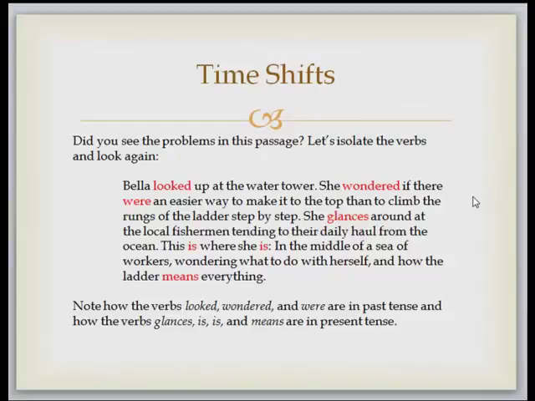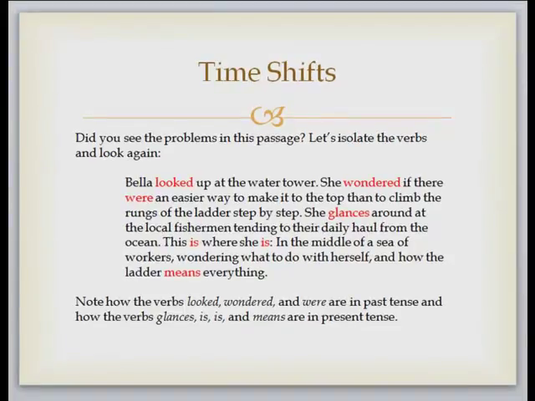We started in the past tense, now we're in present, in the middle of the sea of workers, wondering what to do with herself and how the ladder means everything. The ladder still means, right? So notice how the verbs looked, wondered, and were are in the past tense, and how the verbs glances, is, and means are all in present tense. Notice how that works, right?